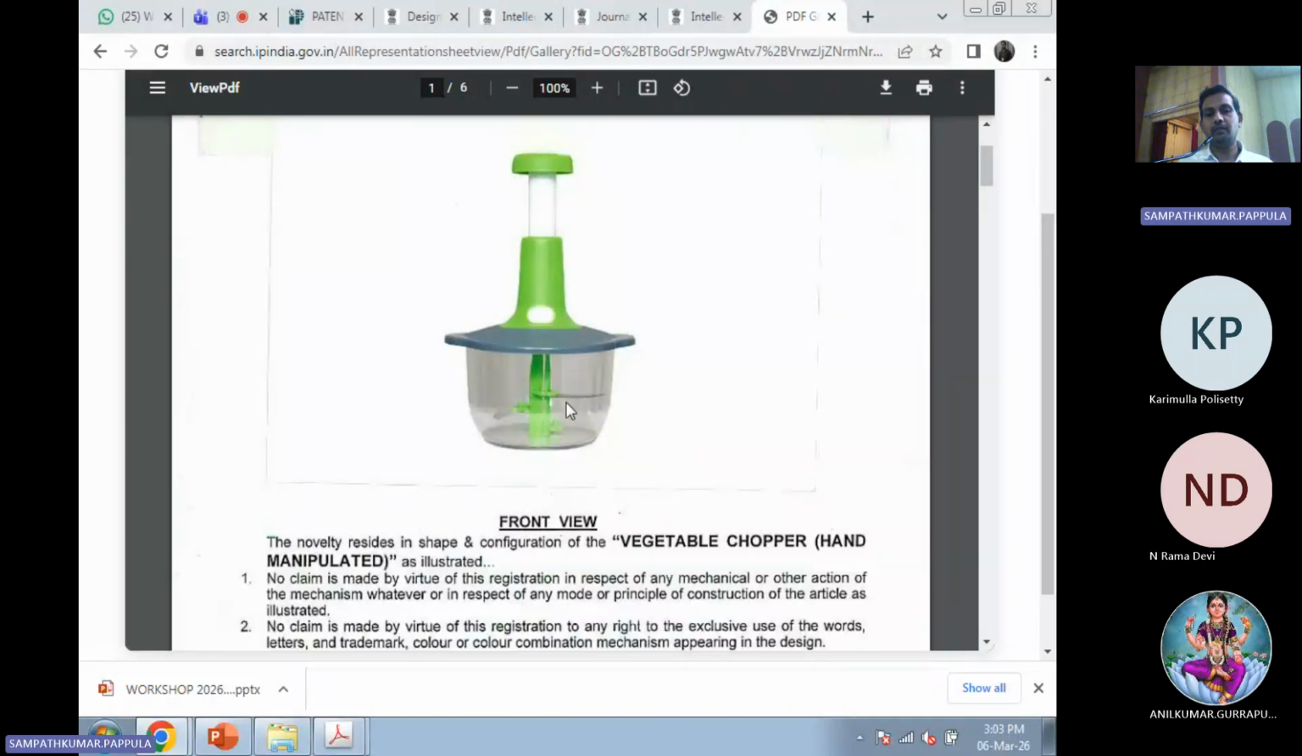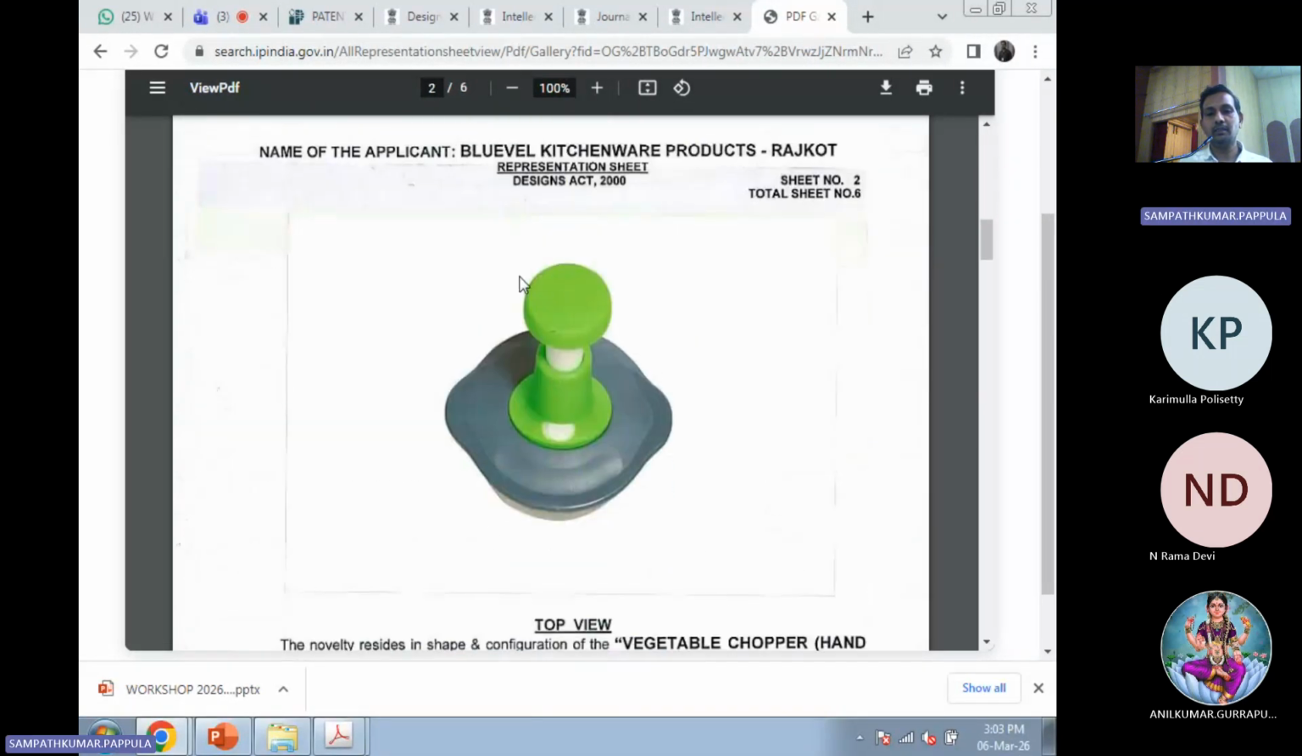So the previous designs are different from this design. Previously there was a thread; if you pull the thread, then the cutter will operate. But here there is a push button, and using this the chopping starts. So that design is this one only. It is a simple thing, but it is an idea, and it was converted into a patent.